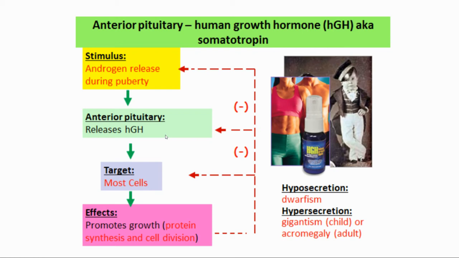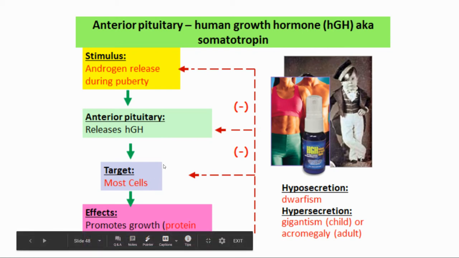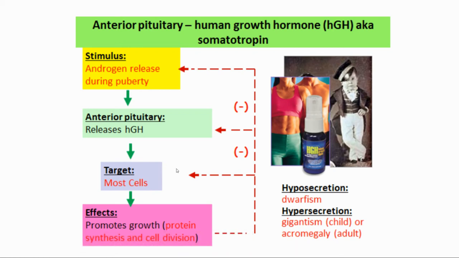Once hGH is released, it'll target most cells. Specifically, it goes to the liver where the liver secretes those growth factors. And the effect of it is that it promotes growth through protein synthesis and cell division. So that is the normal use of hGH.